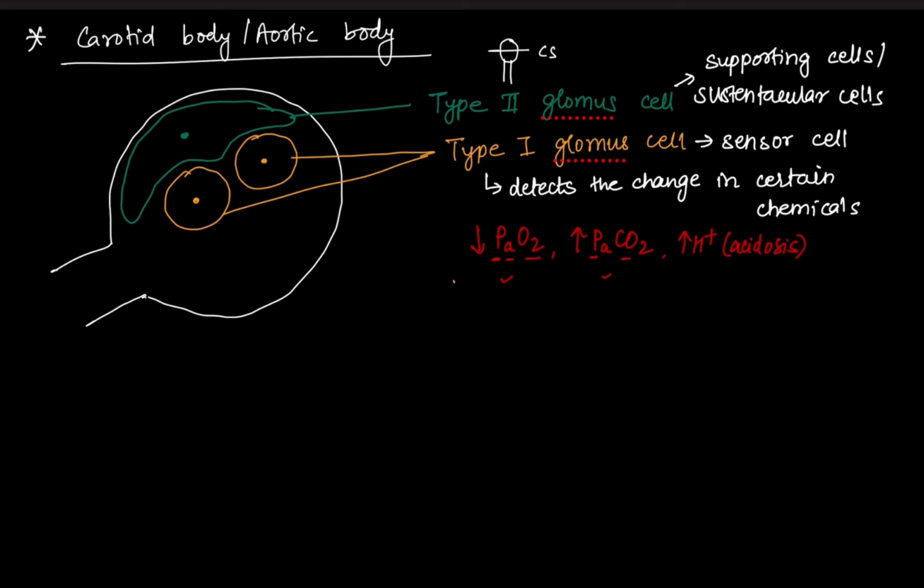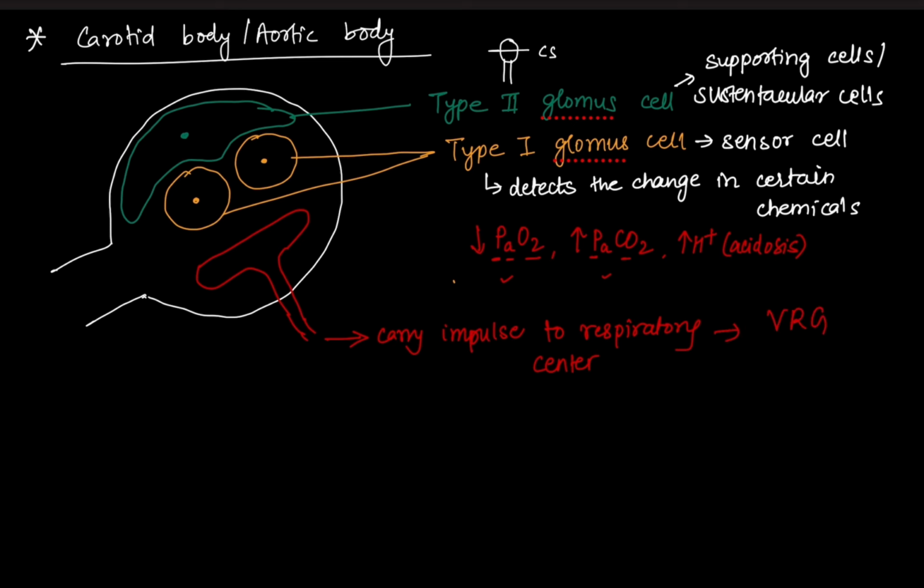Now after detecting the change, what is this glomus cell going to do? It is going to send these signals to the respiratory center with the help of various neurons. At the level of the carotid body or the aortic body, there are afferent neurons, and these afferent neurons carry the afferent impulse to the respiratory center. If you ask me what the respiratory center is, this is the ventral group of neurons present at the medulla.